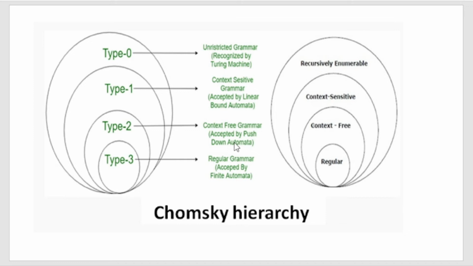The machine to accept the strings is pushdown automata. The last type is type 3 grammar, which is also called regular grammar, and the language generated from this grammar is regular language. The machine to recognize the regular strings is finite state automata.